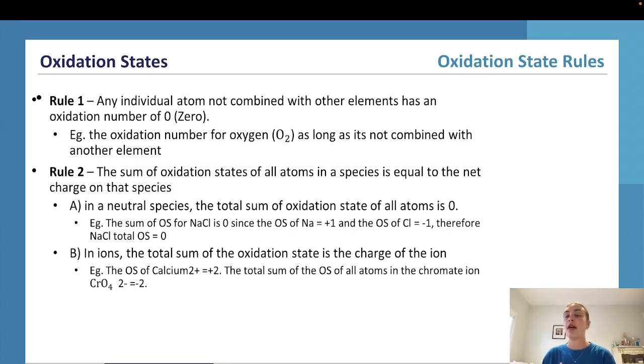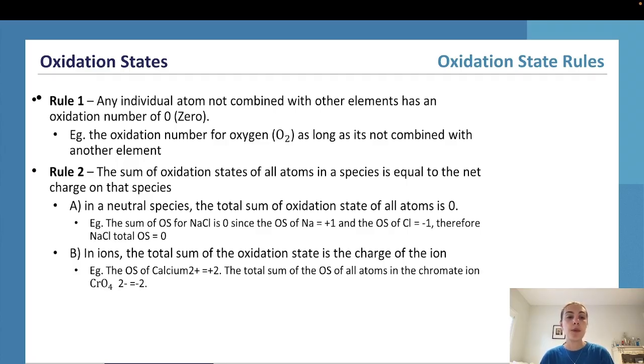Similarly, if you just had magnesium, Mg, it would also have an oxidation number of 0 because it's not combined with any other element. You could also have something like ozone, O3, and as long as that's not combined with any other elements, it's purely made of oxygen, so O3 would be considered to have an oxidation number of 0.